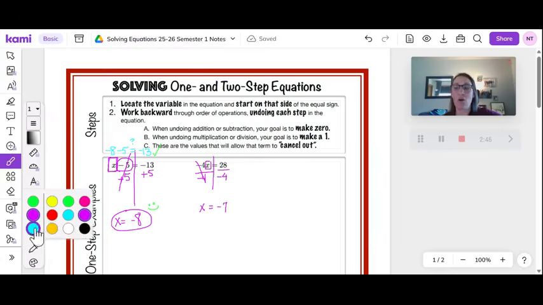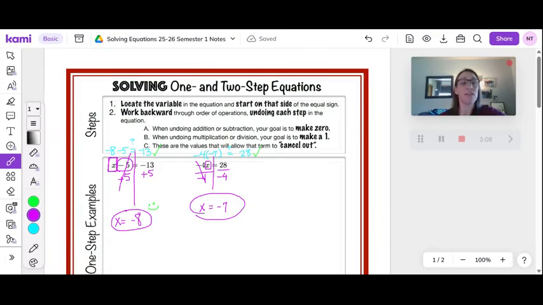And again, we can always check our work by putting it in. Negative 4 times negative 7 needs to equal a positive 28. That's what we're trying to figure out. So when we put that in our calculator, it is in fact a positive 28, and so we know that we got it right. So the answer to the second one is x equals negative 7. Those are examples of one-step equations where you just have to do one thing to get x by itself.